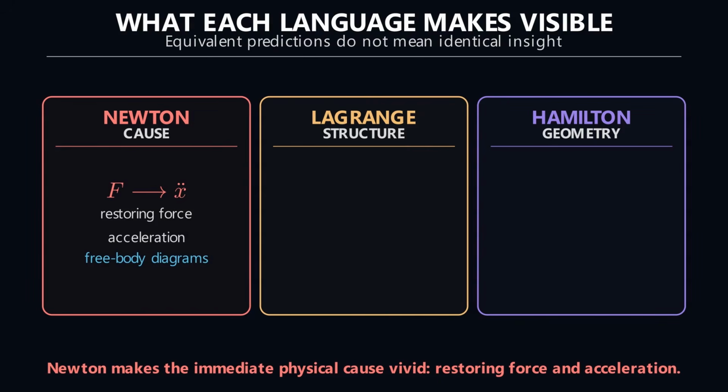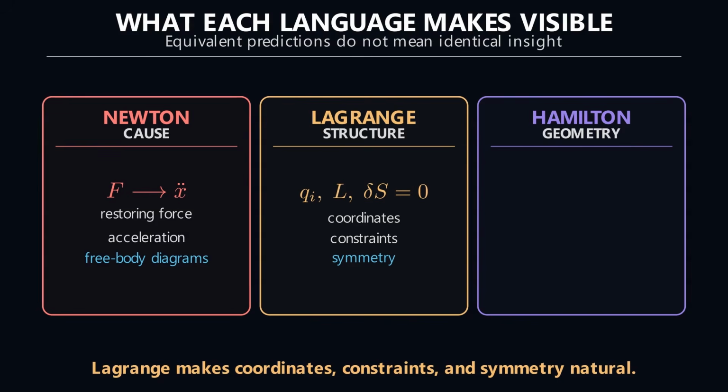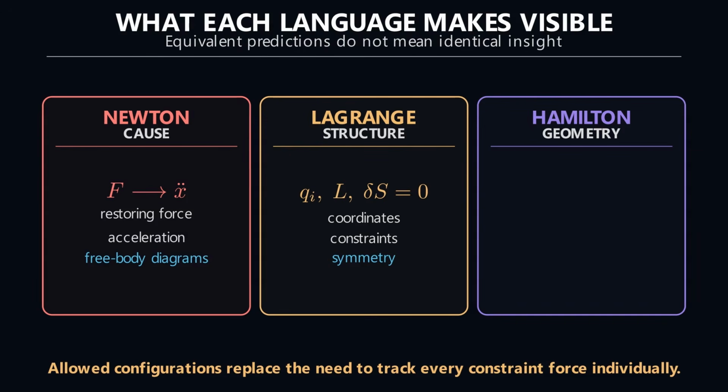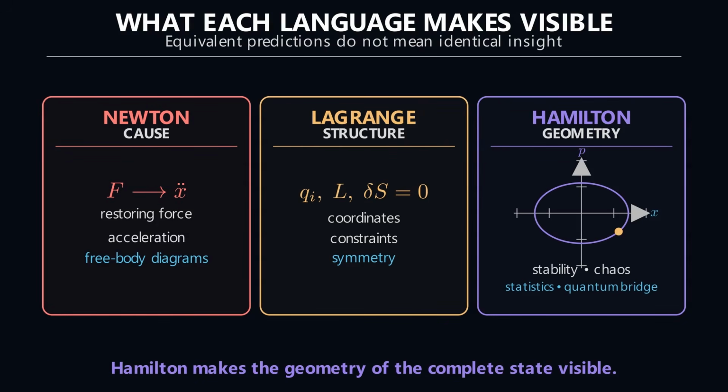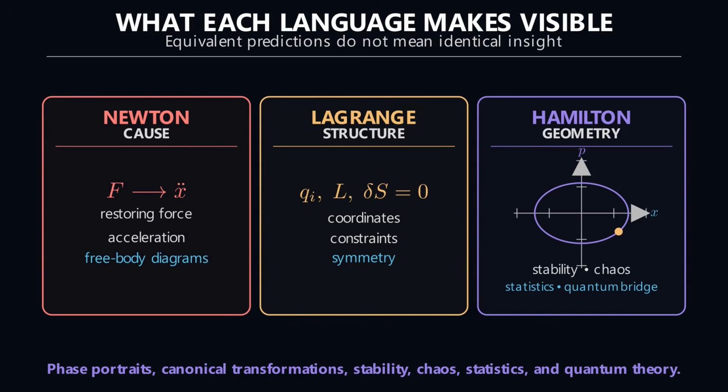Newton is usually the easiest method when the forces are easy and simple to draw. For this oscillator, Hooke's law and F equals ma gets us the answer almost immediately. Lagrange becomes helpful when the coordinates or constraints are awkward. Instead of solving for every constraint force, we choose coordinates that match the allowed motion and work with the difference of the kinetic minus potential. Hamilton is useful when we care about how the full state changes over time. Phase portraits, stability, chaos, statistical mechanics, and later quantum mechanics all make heavy use of this formulation.